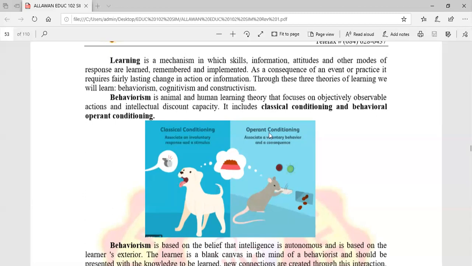While behavioral operant conditioning is associated with voluntary behavior and a consequence. Voluntary behavior, like for example, this rat. It loves to eat cheese, so there is a consequence that the owner of the cheese would get angry at this rat or mouse. So there is a voluntary behavior in the operant, while the classical is involuntary.